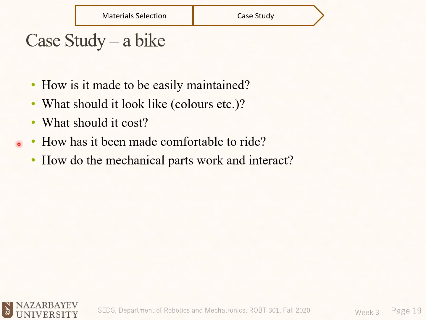So for this case study, we want to see how it is made to be easily maintained. Yes, so the bike, is it made to be easily maintained or not? What should it look like? Colors, etc. Yes, so static properties, basically. What should it cost? How has it been made comfortable to ride? And how do the mechanical parts work and interact? So lots of questions we could list. There is no specific framework or, let's say, template. You should brainstorm, list these questions, and see how the answers to these questions could influence your design.